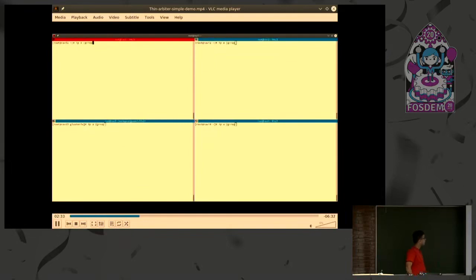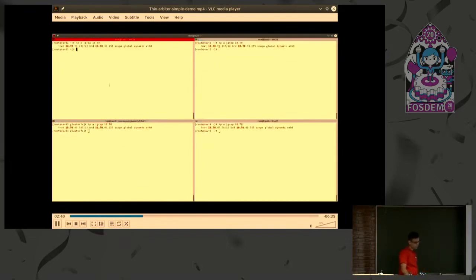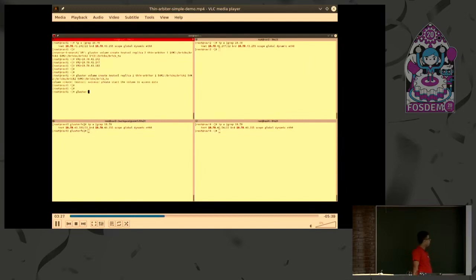Having started the Thin Arbiter, let us try to create a replica 2 volume using the first 2 VMs. I'll export some environment variables with the IP addresses of the VMs, and then create a Thin Arbiter volume. The syntax is gluster volume create vol name replica 2 thin-arbiter 1, then you give the list of bricks which form the data bricks of the volume, and in the end you mention the Thin Arbiter. VM3 is the Thin Arbiter here, so we say VM3 brick brick TA, and that's it. We'll start the volume.